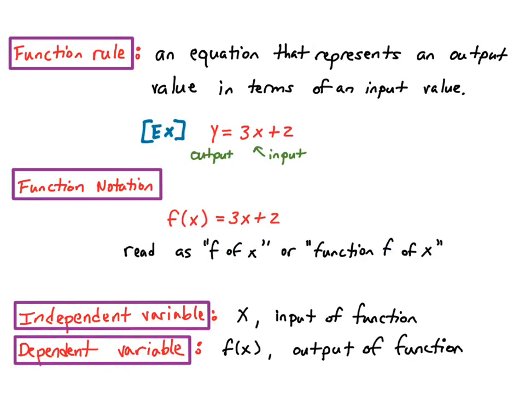A function rule is an equation that represents an output value in terms of an input value. Commonly, we just know these as equations. So y equals 3x plus 2, where y is your output, x is your input, is a function rule. To be more fancy with it, you can change it into function notation where you're replacing your output, in this case y, with f of x. So function notation would be f of x equals 3x plus 2, where our output value, the y, has been changed into function notation, saying f of x, or function f of x. So this function is a representation of x, or is in relation to x as its input.